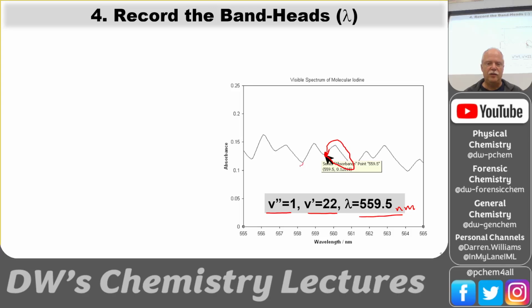And this next one was V double prime equals 0, going to V prime equals 20, I believe it was. It was on the previous slide. And so then this next one here is V double prime equals 1, V prime equals 23, because they get higher and higher as you go to short wavelength sides. So you just go through and you pick all of those and make your table. Okay, this is the last lab you have to do that in.